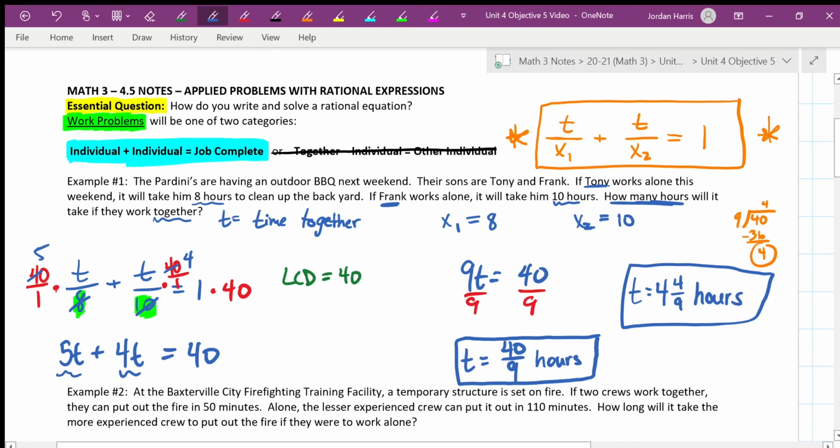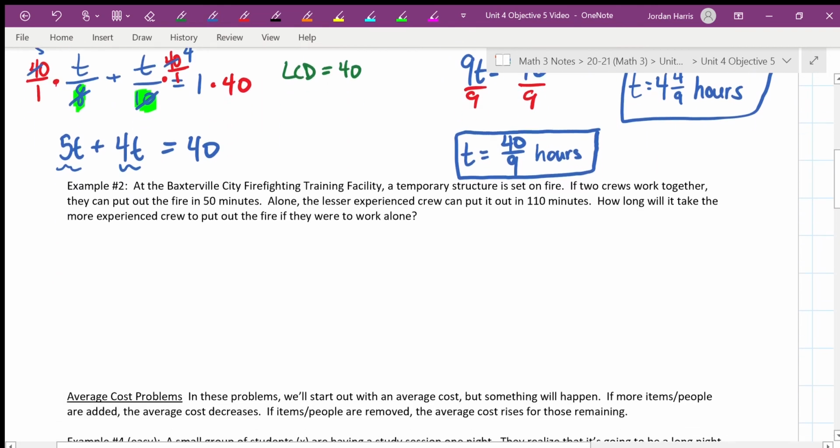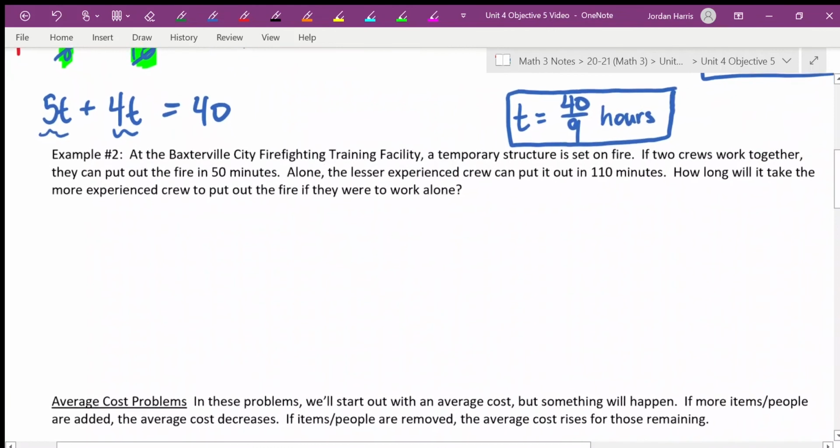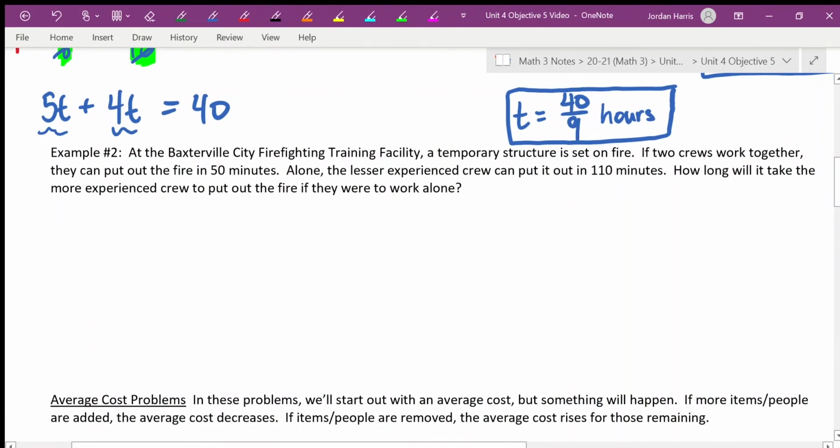So 4 and 4/9 is between 4 and 5, which is half of 8 and half of 10. Okay, because they're a little bit faster than 2 Franks, a little bit slower than 2 Tonys. Okay, so there we have it. And that works for every single type within this category, the work problems.